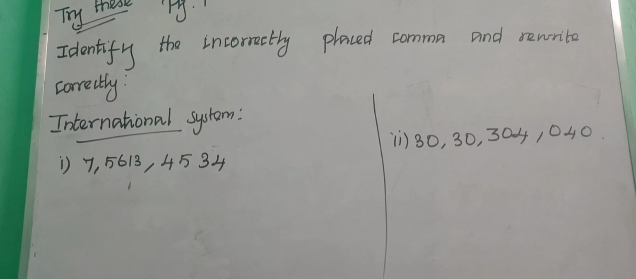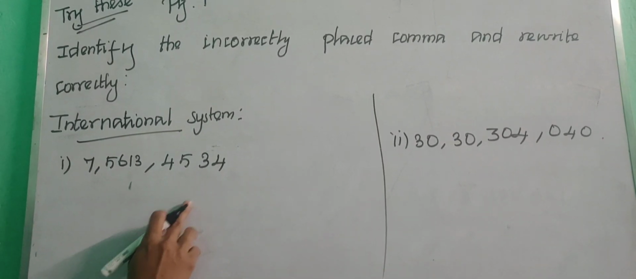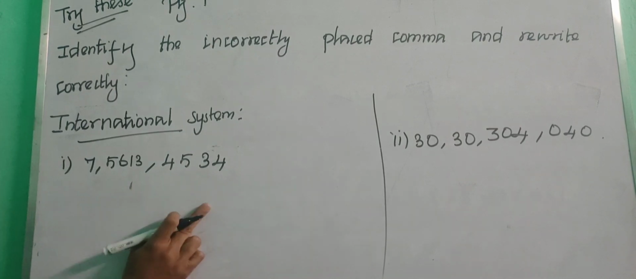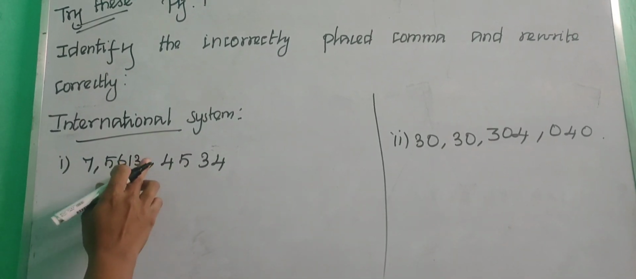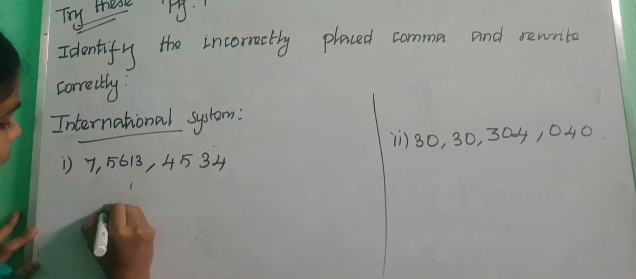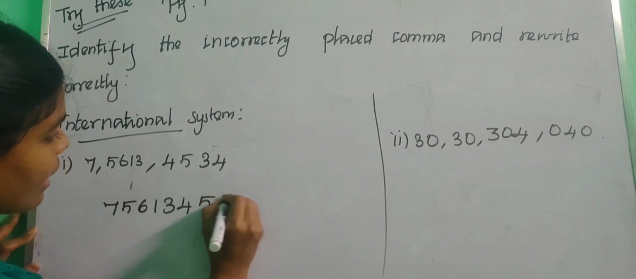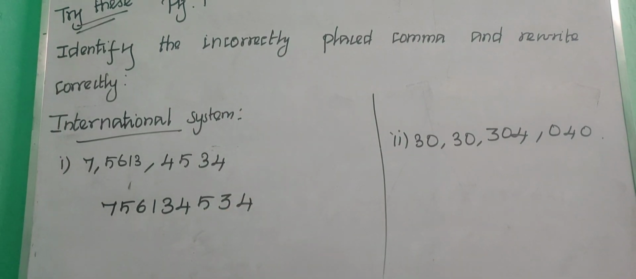So this is the question. We are going to insert commas in the international number system. How will you put the comma? First of all, in the last digits we are having 4 digits in this numeral. So what we need to do first is write the numeral alone. No need to insert the comma first. Just write 7, 5, 6, 1, 3, 4, 5, 3, and 4. This is the numeral we are having in the question.